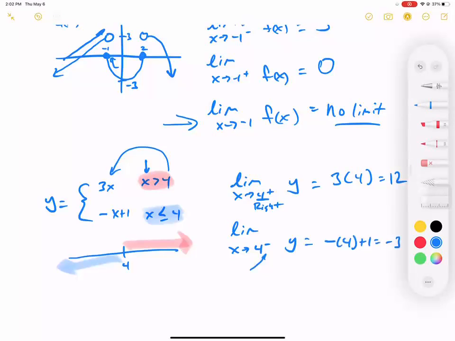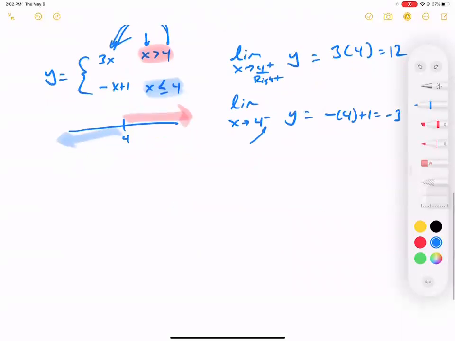So the way we find left side and right side when it comes to an equation is just literally plug it in, plug that number in, and tell me which side am I asking for, the left or the right. And really, that's how we do piecewise functions. Now, sometimes you end up with a problem that looks like this.